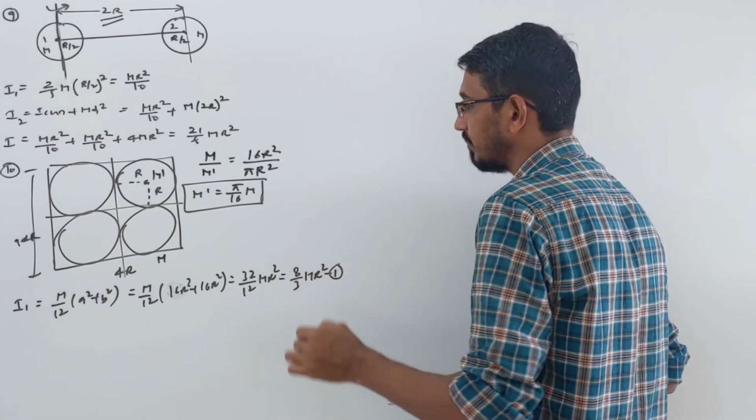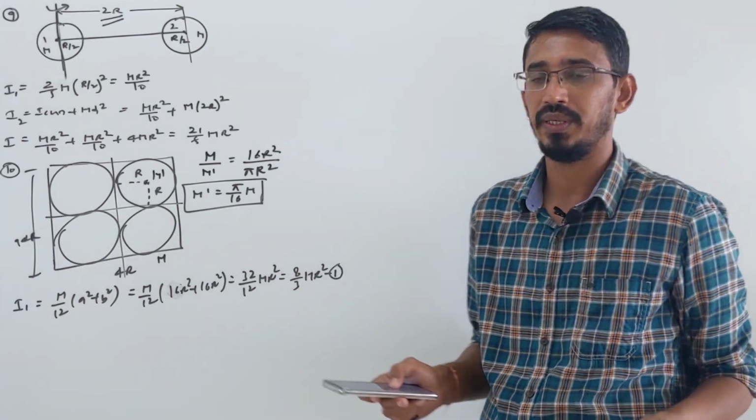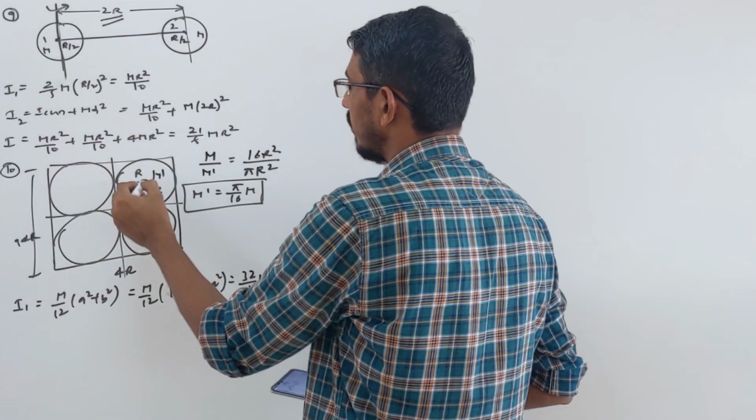Mr square. This is equation 1. This is inertia, complete inertia, before cutting. Now we have to calculate inertia of the removed part. So this is a disc.